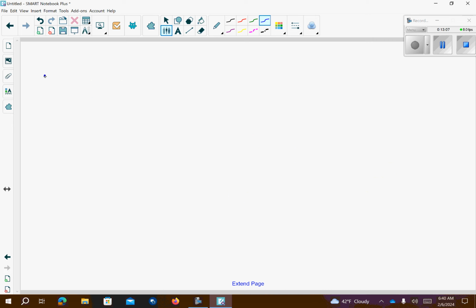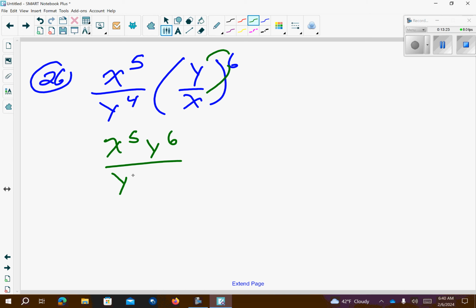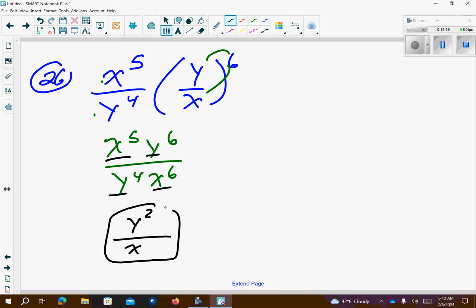Number 26, we got x to the fifth, y to the fourth, y over x, that's all raised to the sixth. So let's distribute that here and here. So I'm going to get x to the fifth on top, y to the sixth on top, y to the fourth on top. Notice those two stayed the same. X to the sixth on bottom. Now we can go ahead and do a tug of war. Tug of war with the x's, who wins? Yeah, the bottom by 1. Tug of war with the y's, who wins? The top by 2. There's your answer.